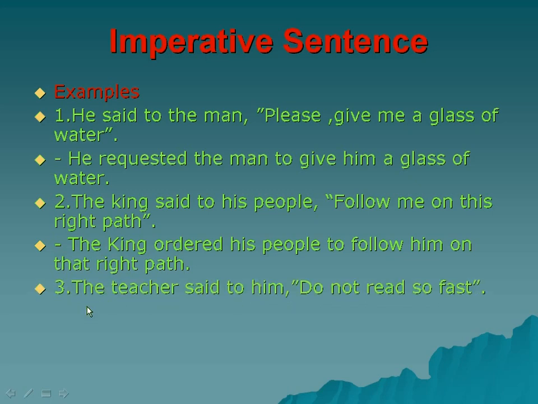Next sentence. The teacher said to him, "Do not read so fast." This sentence is a negative sentence, but it is an imperative sentence. So the teacher advised him. Here is advice by this teacher to him, so we take here advised. The teacher advised him not to read so fast. We take here not to as a connective word because this sentence is negative.